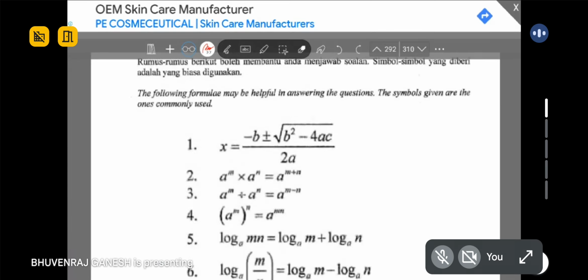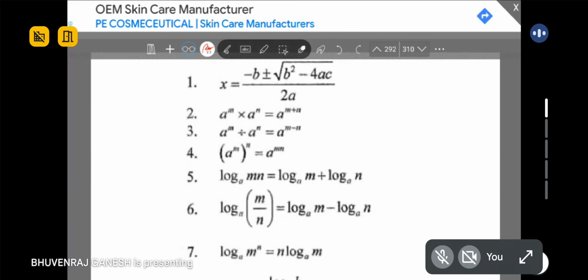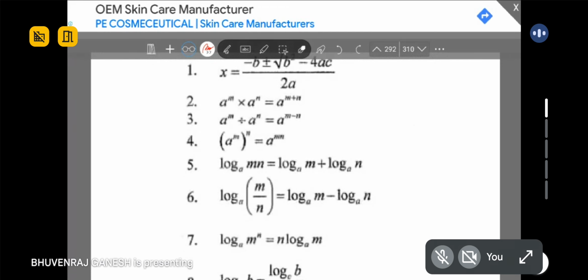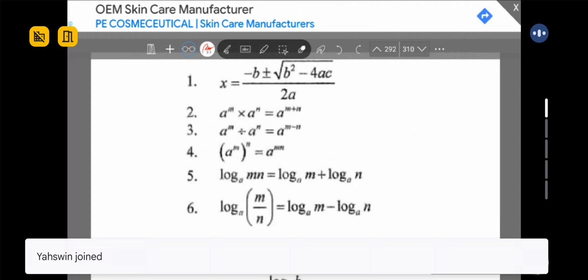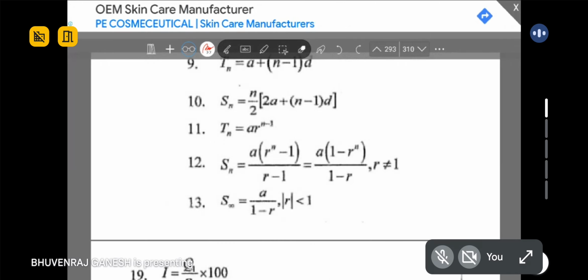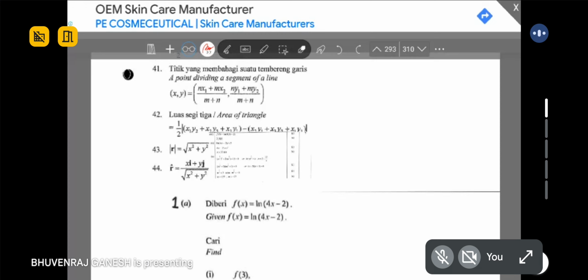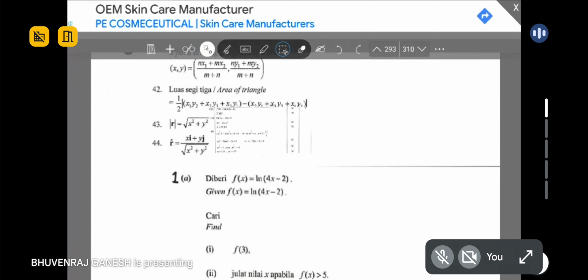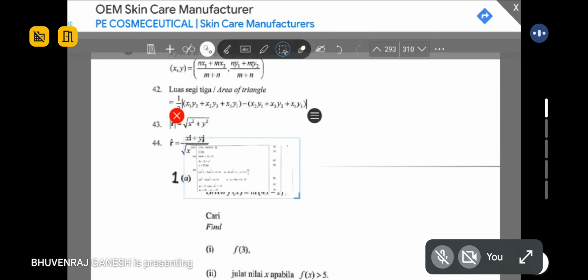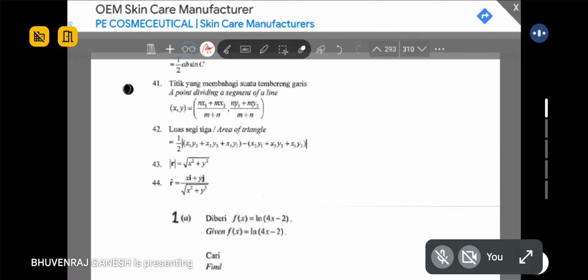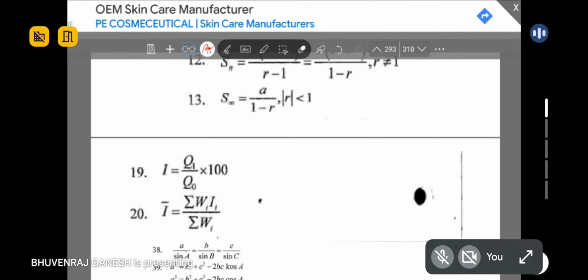You can see all these formulas will be given to you for AdMaths in your exam. Semua rumus ni akan diberi masa exam AdMaths. Are you clear, guys? You actually have a total of 22 formulas for Form 4. Kamu ada 22 formula untuk tingkatan 4.